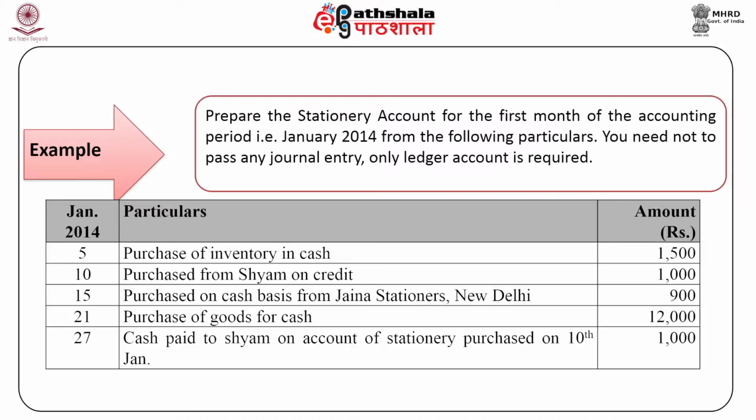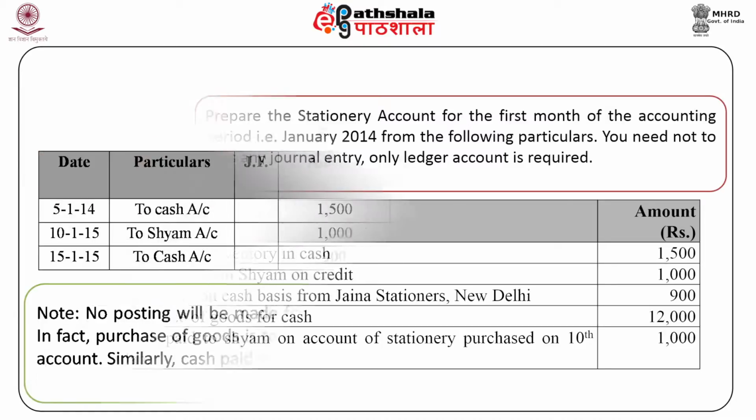10. Purchase from Shyam on credit 1000. 15. Purchased on cash basis from Janna Stationer, New Delhi 900. Purchase of goods for cash 12,000. 27. Cash paid to Shyam on account of stationery purchase on 10th January 1000.